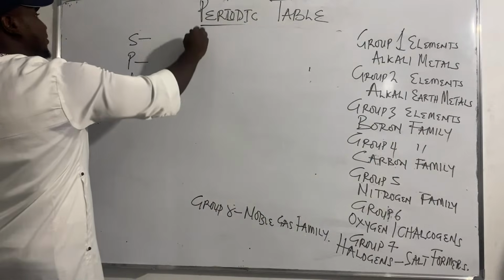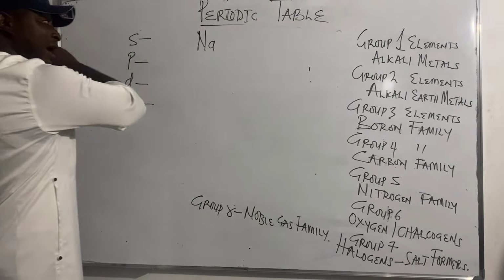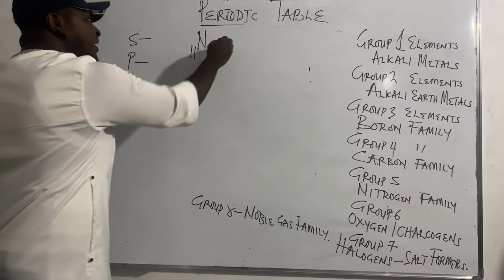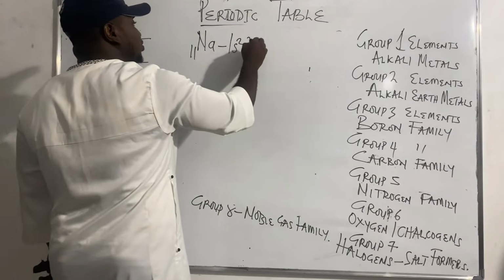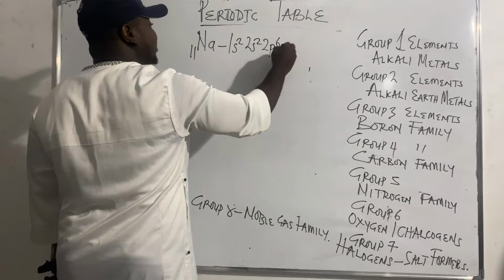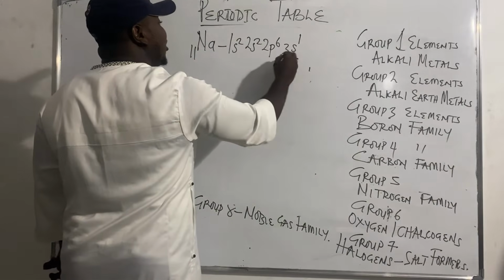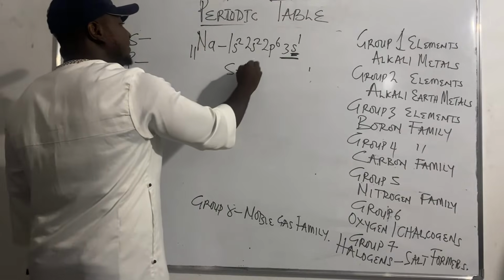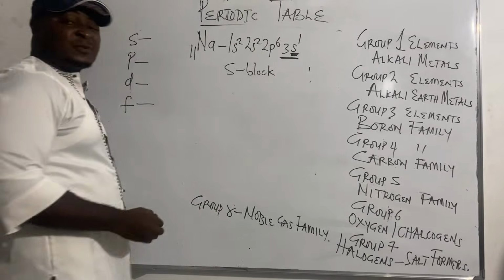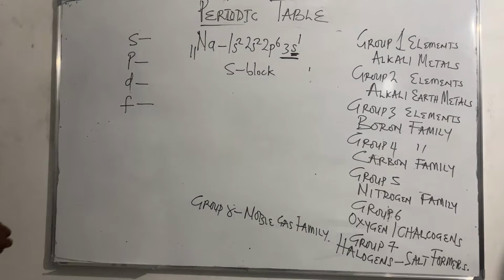Class, if they ask you to find the block that sodium falls under, I want to give you a simple approach. Just write down the SPDF configuration for sodium. Sodium is 1s2, 2s2, 2p6, 3s1. Class, the last orbital here is the block the element falls under. Sodium is an S block element.